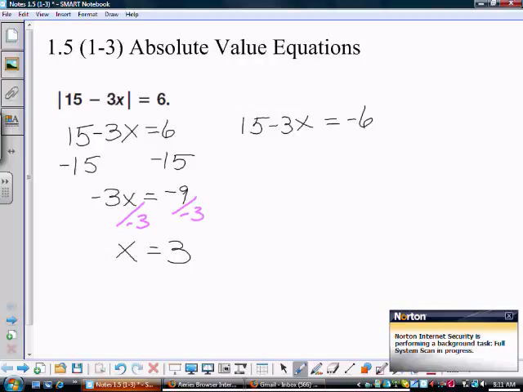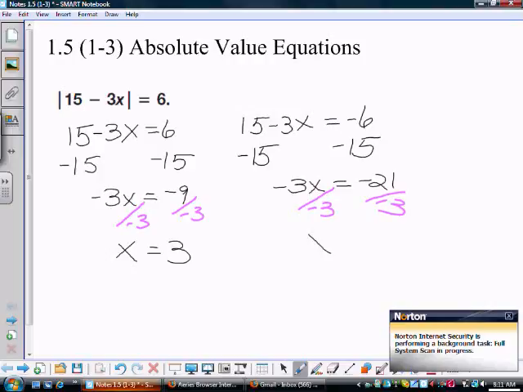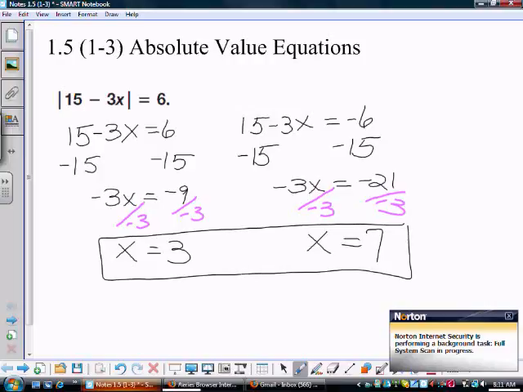And of course, you do the same steps on the other equation that you solve. You just get a little bit different answer as you work through. So I still subtract 15 from both sides of the equal sign and get negative 3x. This time equals negative 21. Still divide both sides by negative 3 and get x equals 7. Two answers are true. Occasionally, one answer will be true, and occasionally no answers will be true.